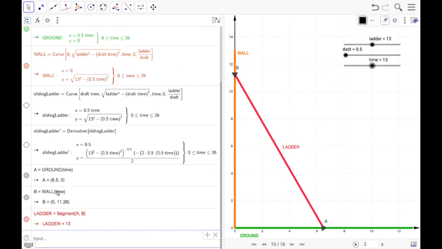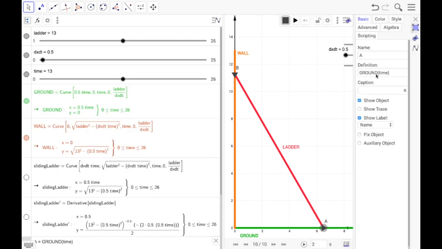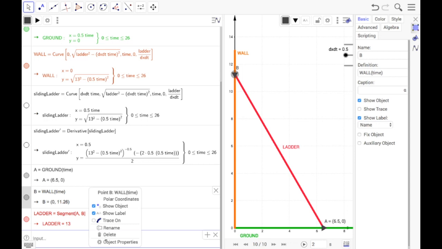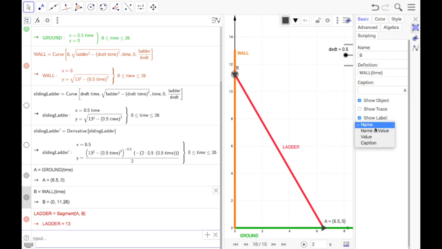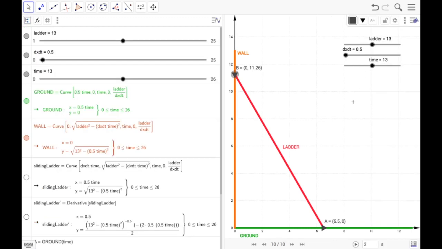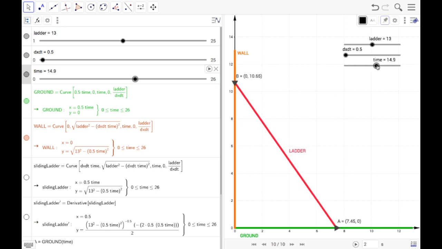For A and B, let's also allow us to see more of the information. Let's go to object properties again. Let's see, for the label, I want to show the name and the value. Let's do the same thing for the wall. Go to those properties. I want to see the name and the value. So now when we look at this, we see that, all right, the wall, that the top of the ladder is currently at 10.25 feet, and we see here that the bottom of the ladder is 8 foot from the wall.